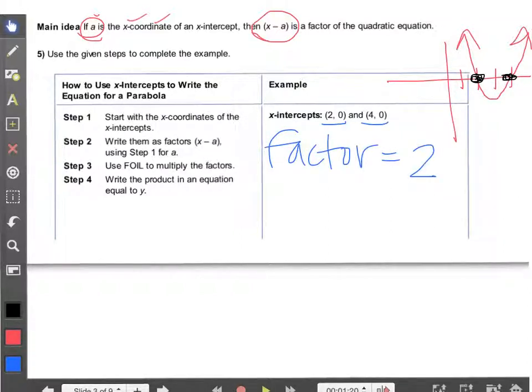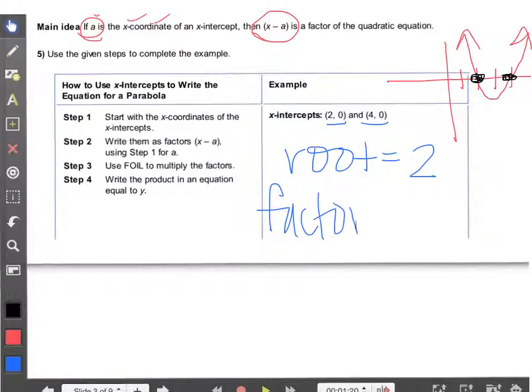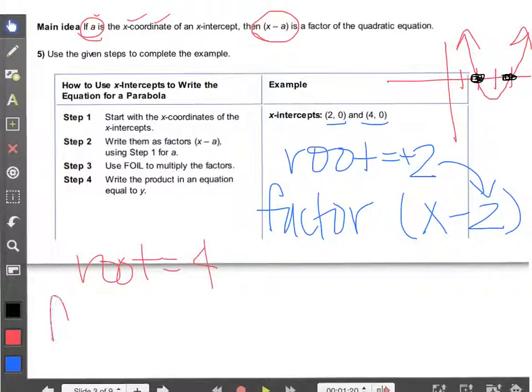If my factor is 2, I'm sorry, my roots, not my factors. My roots are (2, 0) and (4, 0), my solutions. If my root is at positive 2, then my factor is going to be x minus 2. Notice the number is the same, the sign has changed. So if my other root was at positive 4, then my factor is going to be x minus 4.